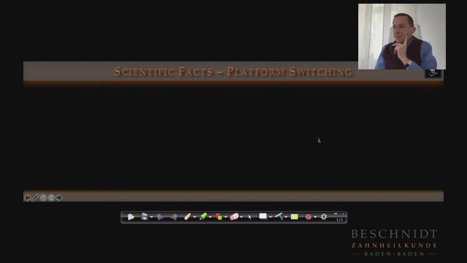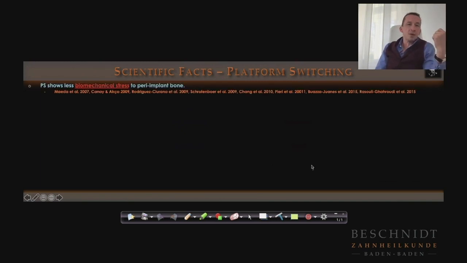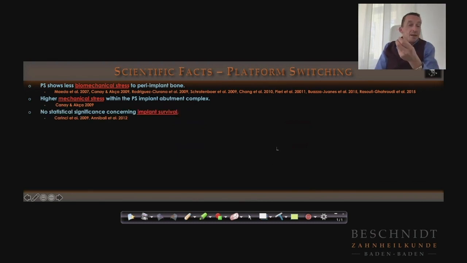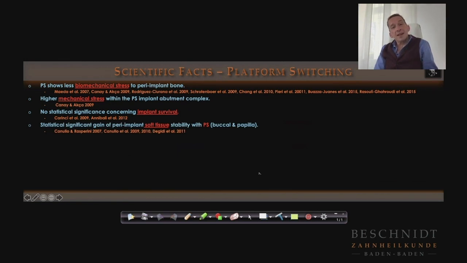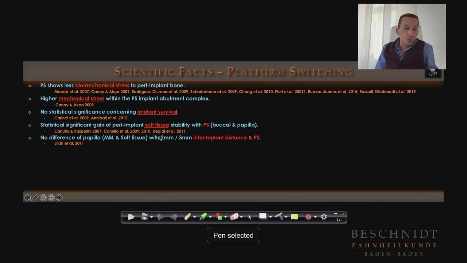So the scientific facts of platform switching. Is this the miracle? We know with platform switching we have less biomechanical stress to the bone, but we have a higher mechanical stress of the abutment complex. There is no statistical significance concerning implant survival. We have a gain in soft tissue stability with platform switching. There is no difference of papilla, even if you put the implants closer than 3 mm. So this is one of the most important parts of today. With the platform switching, you also might use implants only with 2 mm in distance.